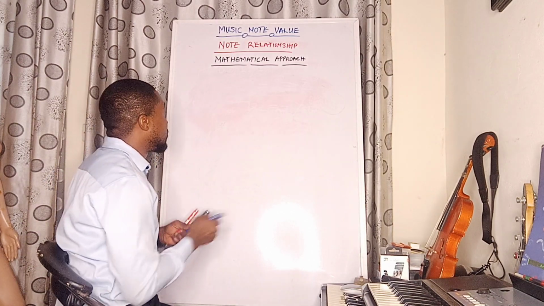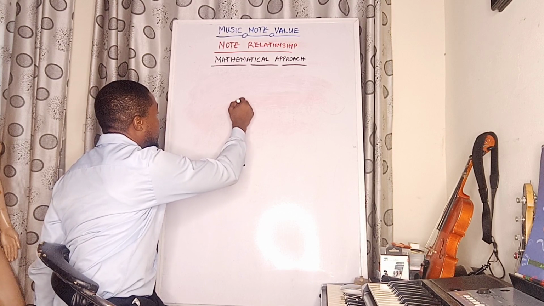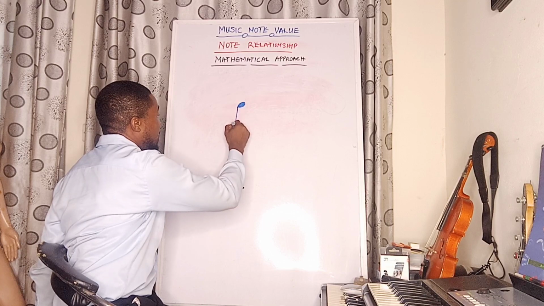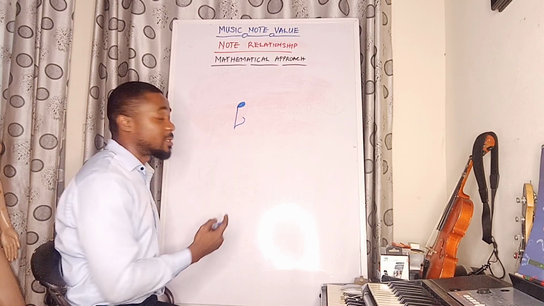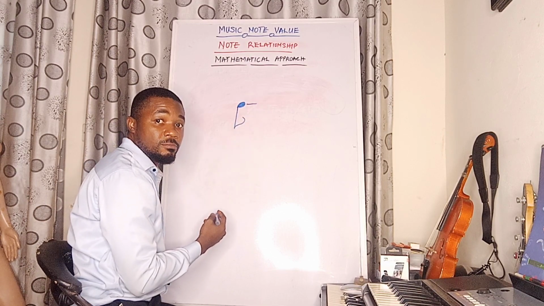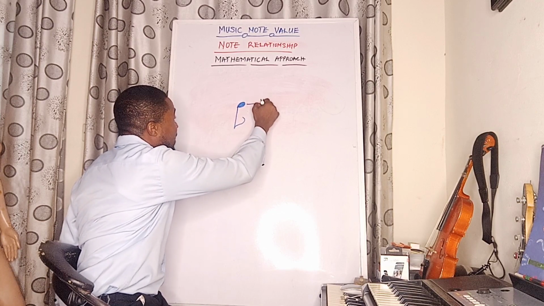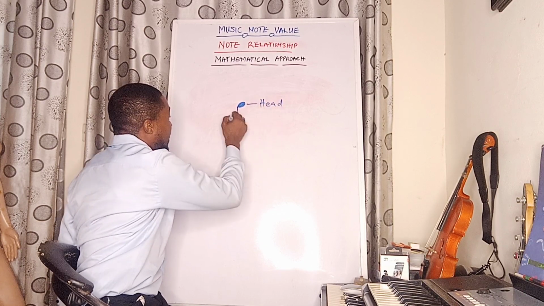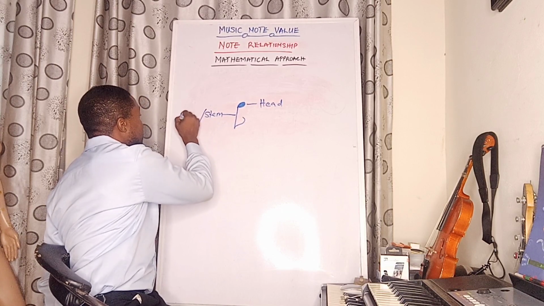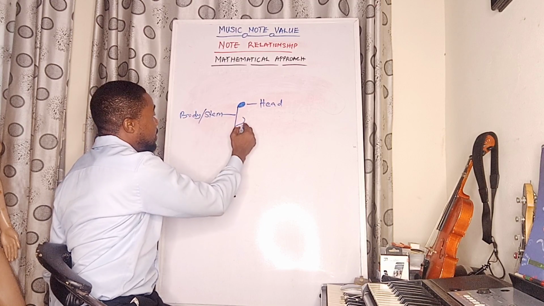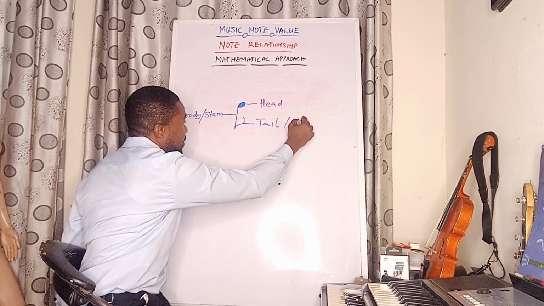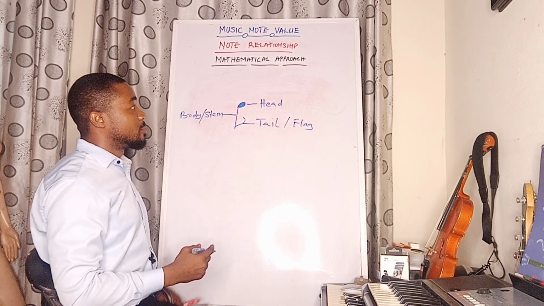So we have this note. This note happens to be one of the music notes that has the complete body parts. This is a quaver note. I call it a tail note. So it has the head, and here we have the stem, which is also body. Okay, it's called the body. And here we have the tail. Some people call it flag, but I prefer tail, so I call it tail note.